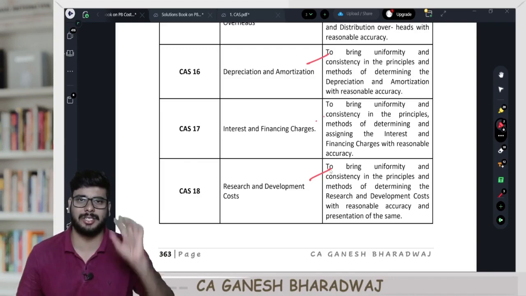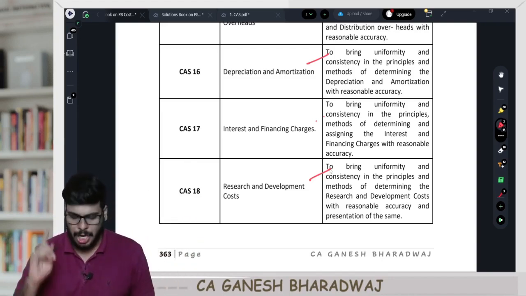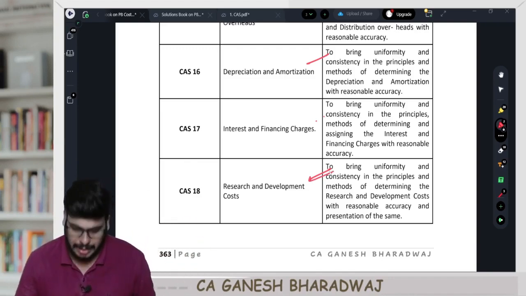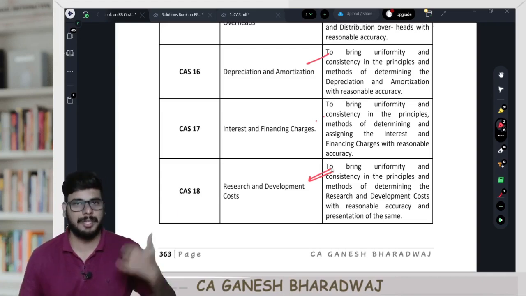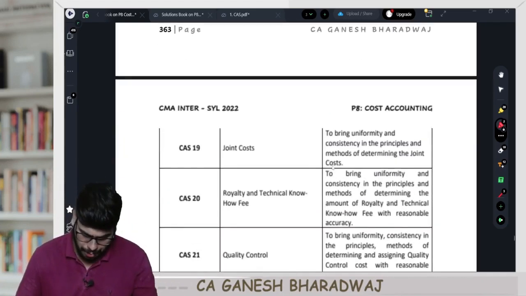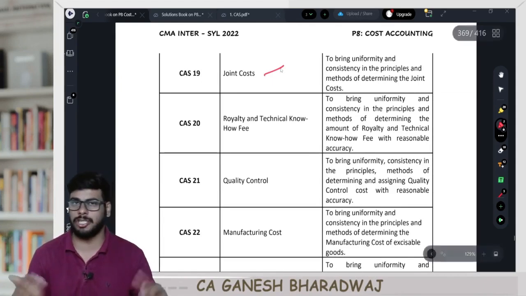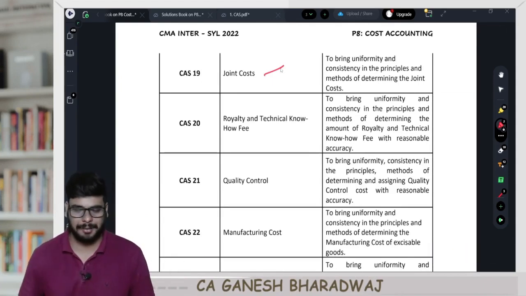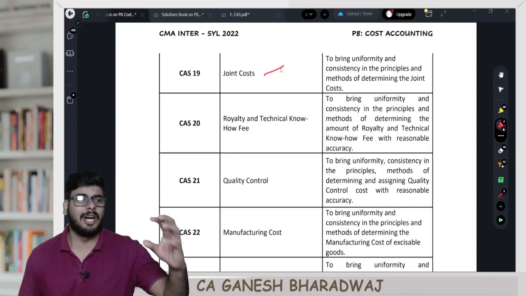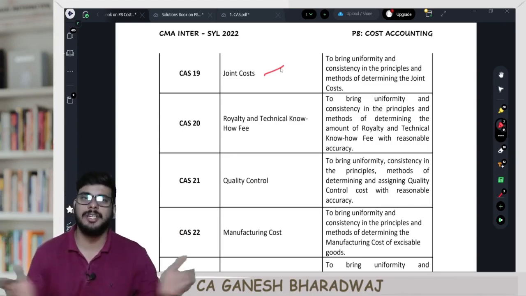But all these things are not there here. It's purely theoretical in nature. Scope and objective of CAS 18, if they ask, you should say CAS 18 talks about research and development cost. Now, how do you write the scope and objective, I will just walk you through. You need not worry about it. Next, CAS number 19, joint cost. Joint cost, we've seen, is basically your joint and by-products, a common cost incurred up to the split off point. So that's called a joint cost.